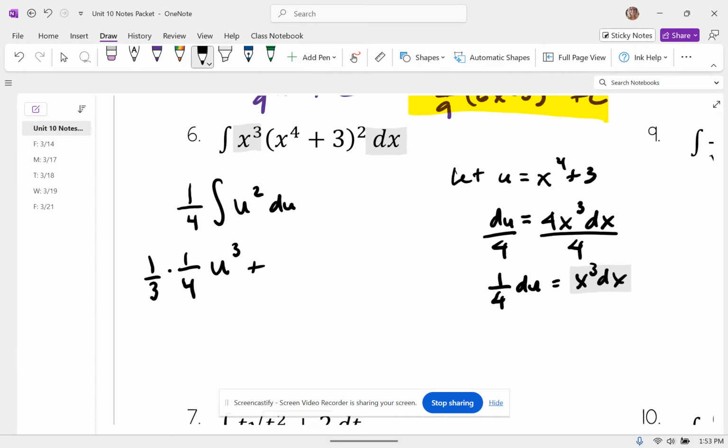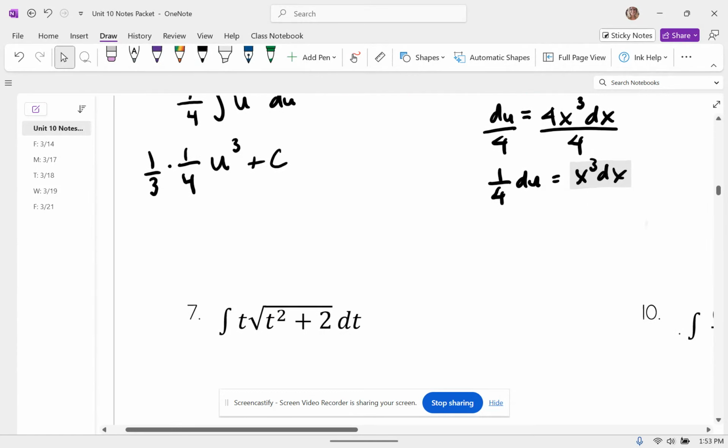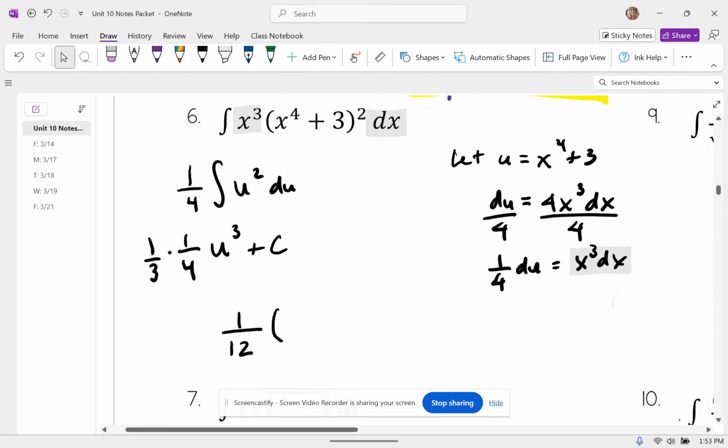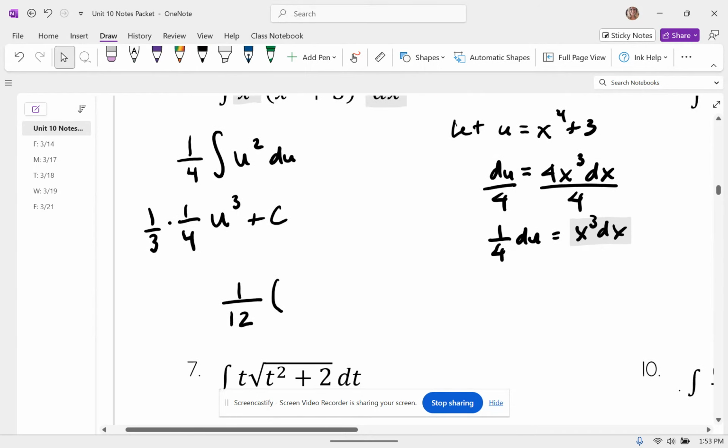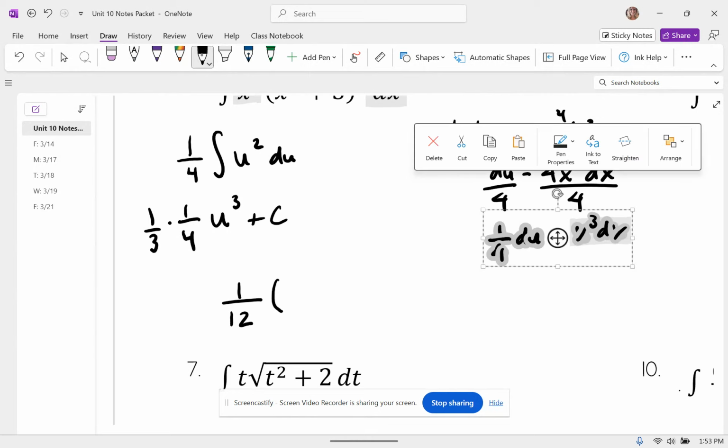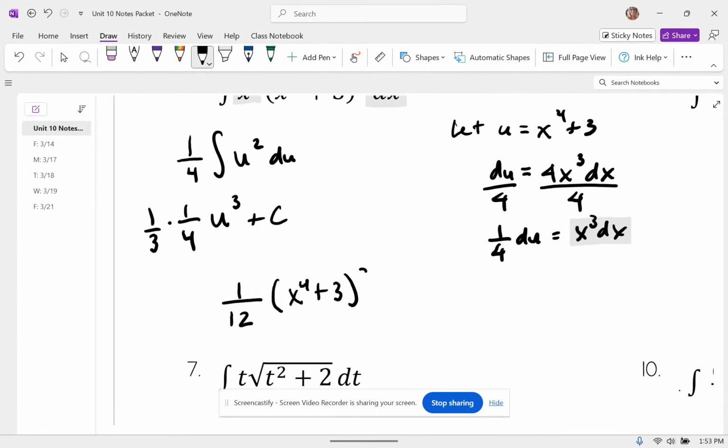Who do you need to go get? Colin, get my final answer for me. All right, what is it, Colin? 1 over 12 times (x to the fourth plus 3) to the 2/3 plus C. Good job. Okay, all right.